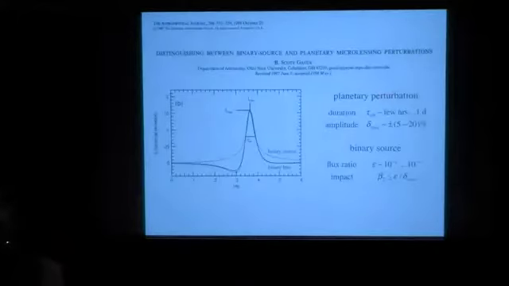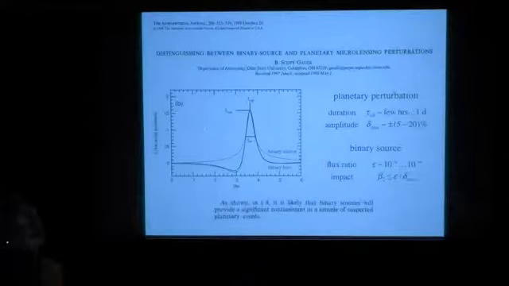Specifically for well-localized planetary perturbations, Scott Gowdy discussed alternative, best-fitting binary source interpretations, typically requiring large flux ratios between 100 and 10,000, which are, however, distinguishable with high cadence, high precision photometry. Now, Scott noted that, as shown, it is likely that binary sources will provide a significant contaminant to a sample of suspected planetary events. Now, this highlights another issue.